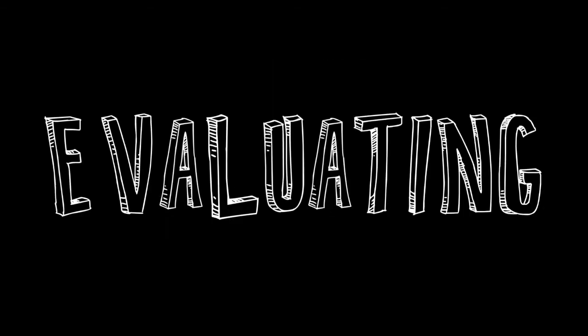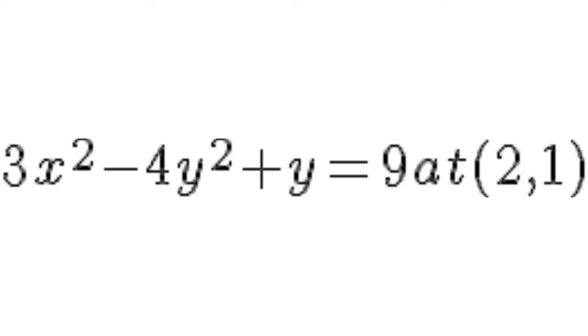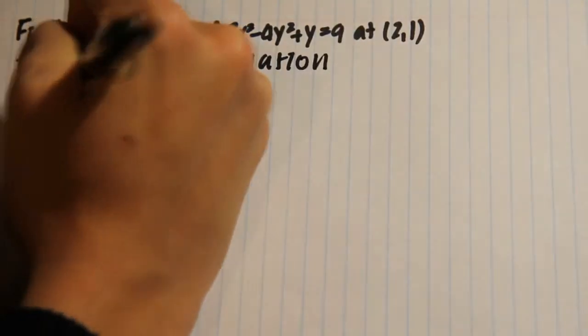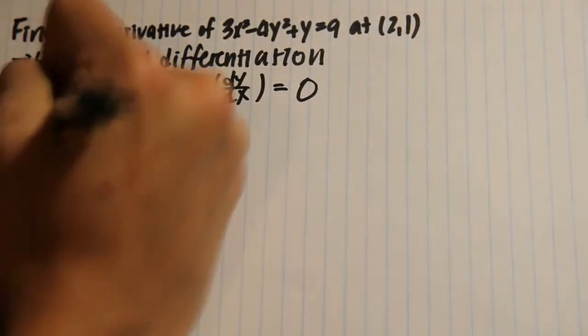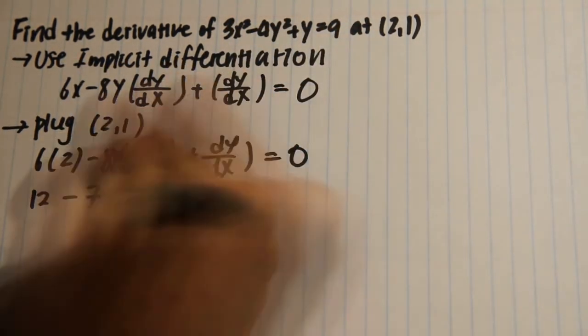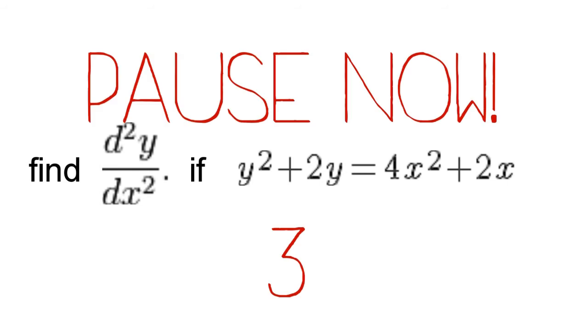Topic number 4, evaluating derivative at a point. Question number 1. Find the derivative of 3x squared minus 4y squared plus y equals 9 at a point 2, 1. That wasn't too easy, but here is the solution. Topic number 5, finding the second derivative. Here is the problem. And here's the solution.